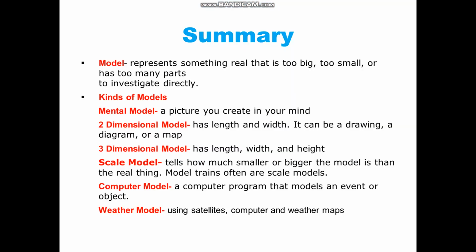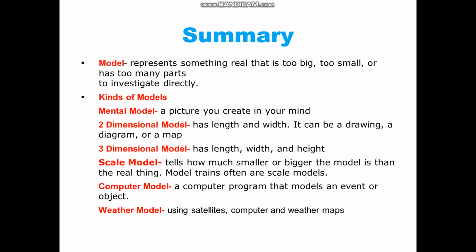And for our summary of what we learned today, a model represents something real that is too big, too small, or has too many parts to investigate directly. Again, in short, a model is a representation of something real. There are different kinds of models. First is a mental model, which is a picture you create in your mind, something that you visualize. Next is a two-dimensional model which has length and width. It can be a drawing, a diagram, or a map.